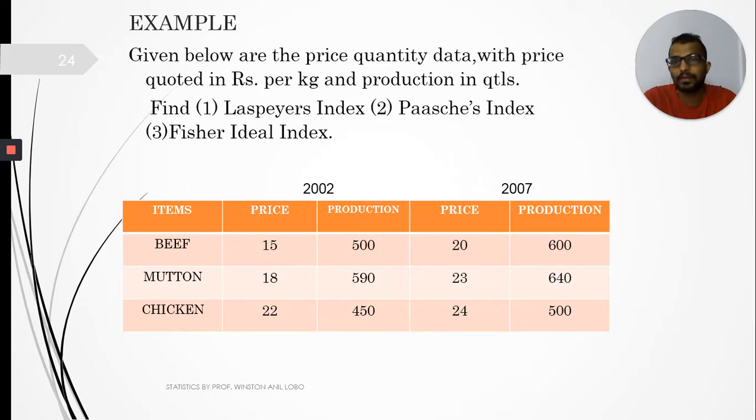Let's take an example. Here there's a question now. Given below is the price and quantity data. Price and production is given, students. Price and production means quantity, for 2002 and 2007. We have to find out last year's, past year's, and Fisher's index number. Let us see how to do it.